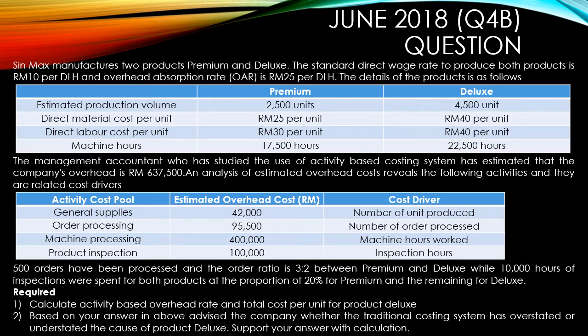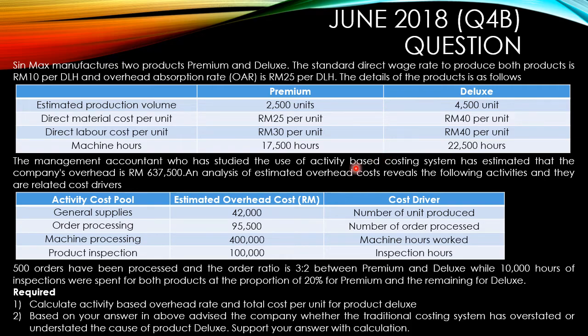Okay, the similar method we're going to use for June 2018. Sinmax manufactures two products, premium and deluxe. The standard direct wage rate to produce both products is 10 ringgit per direct labor hour, and the OAR is 25 ringgit per direct labor hour. So they give you the production cost to produce one premium and one deluxe. They have produced 2,500 units of premium and 4,500 units of deluxe, and then they give you the prime cost accordingly with the machine hour used for each of the products.